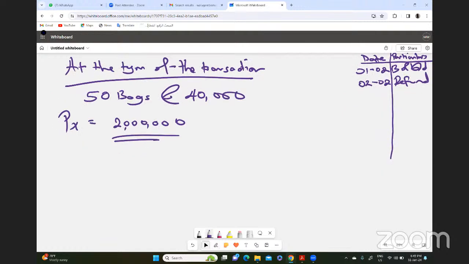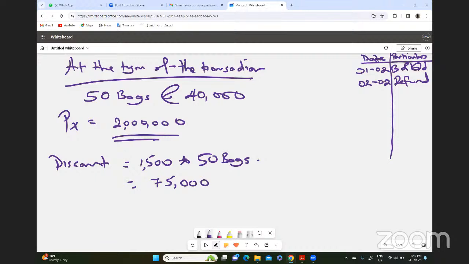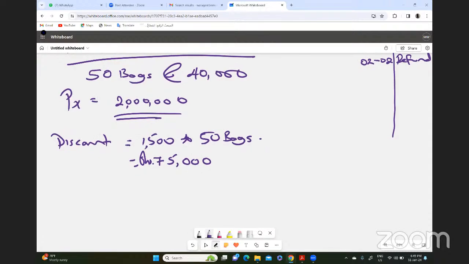But they are saying that this Akelo is going to receive a discount. So how much is the discount? It is 1,500 times how many bags? Times 50 bags. So what do we get there? We are getting 75,000. So Akelo is going to get a discount of 75,000.